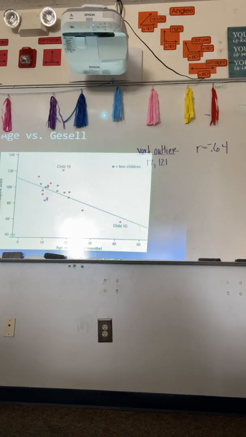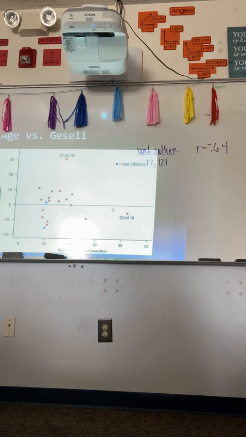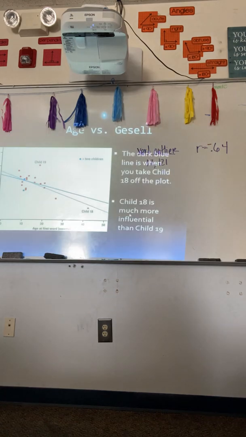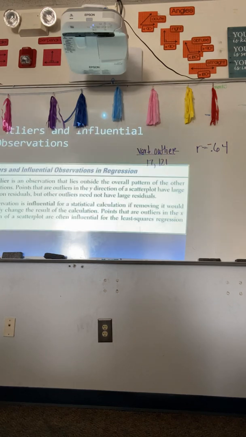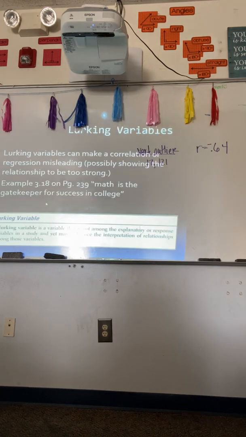There's our child 19, here's child 18. And you can see child 19 is further away, larger residual, but so it affects the R. This one over here affects your R, gives it more strength than it actually should have, okay? All right, you can definitely see it's much more influential than child 19. All right, so an outlier is something that lies outside of the data. It is influential if it will change the statistics. It'll change your slope. It'll change your y-intercept. It'll change the R value, okay? So you can definitely see influential points, okay?